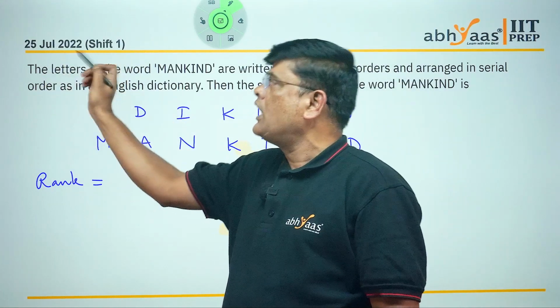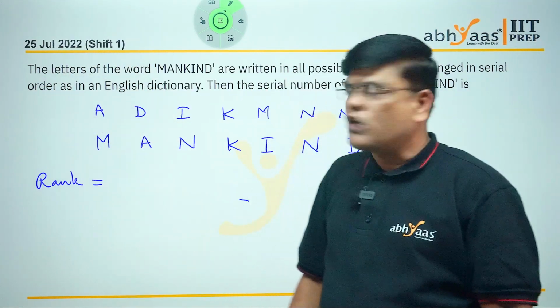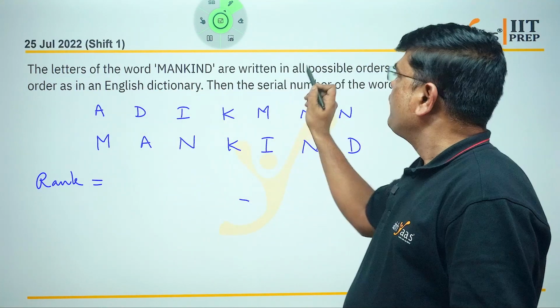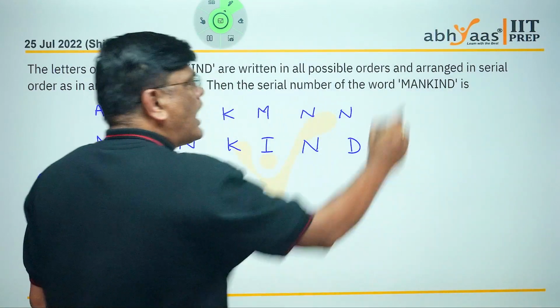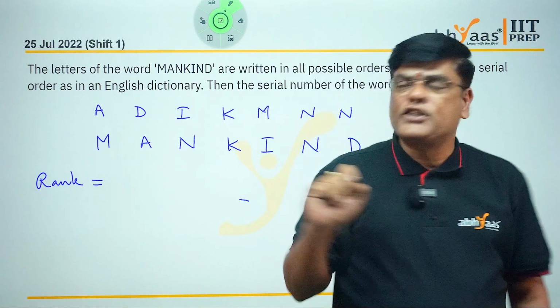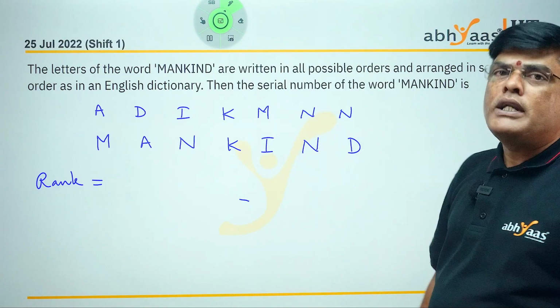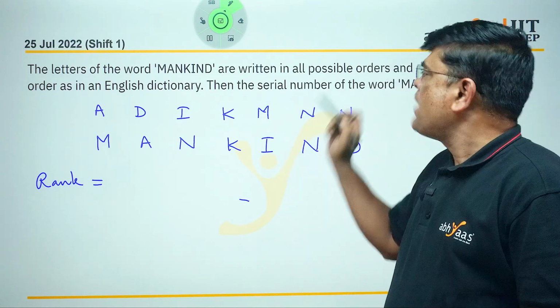We got this in 25th July 2022 in shift 1. The question is, the letters of the word mannequin are written in all possible orders and arranged in serial order as in English dictionary. Then the serial number of the word mannequin is. Okay, so here the word is mannequin.